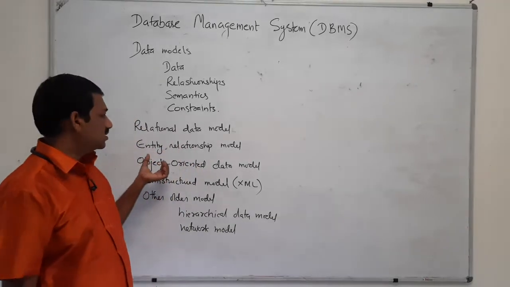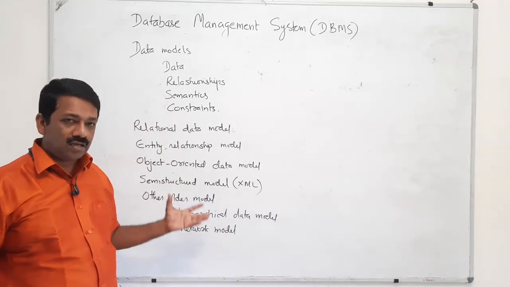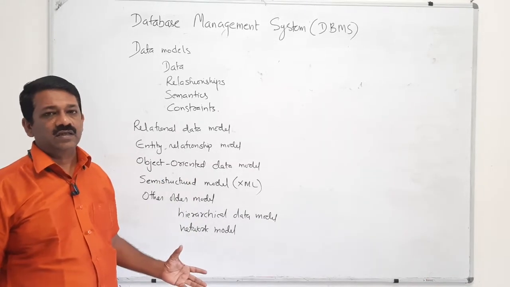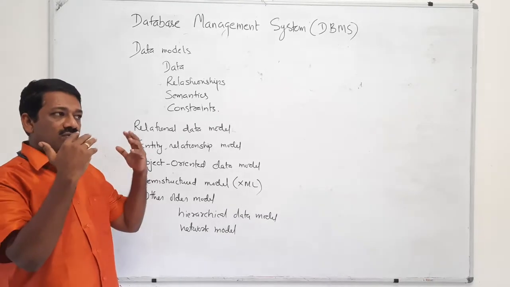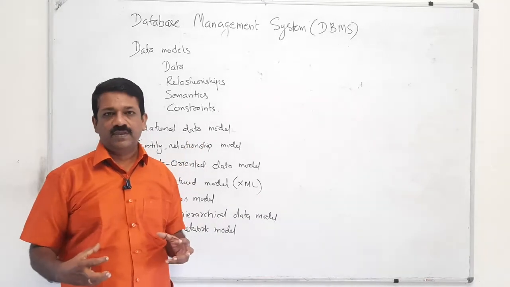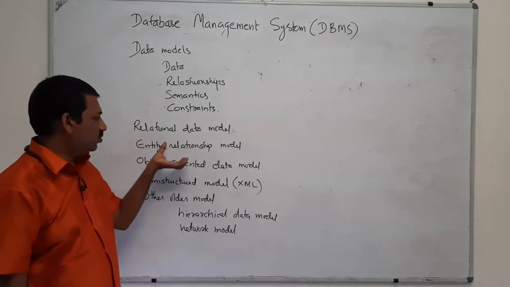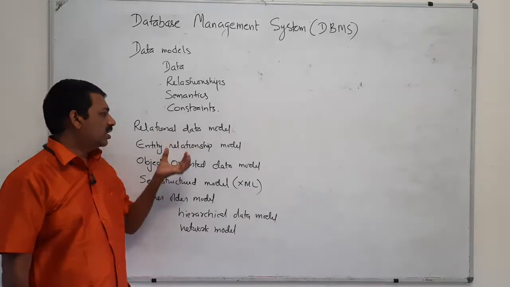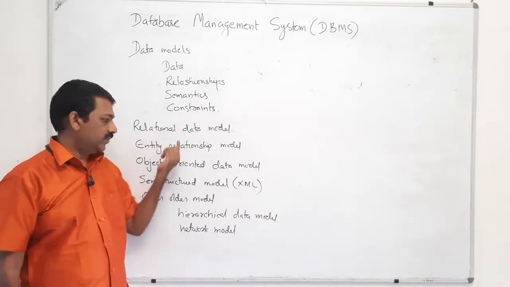That means if you take a complex enterprise, then you have to find out what are the entities there and what relationships exist between these entities. Once you have a good entity relationship model, then it is very easy to design the relational data model.